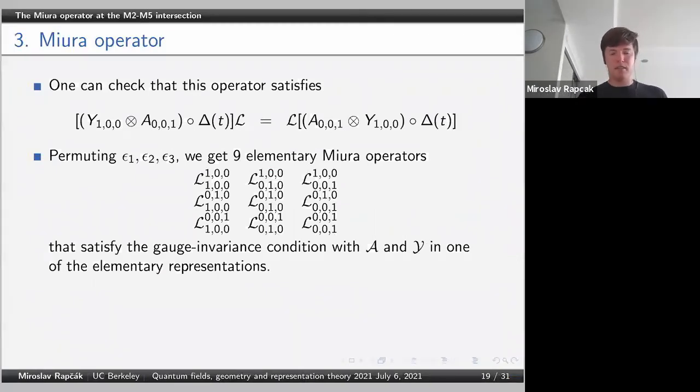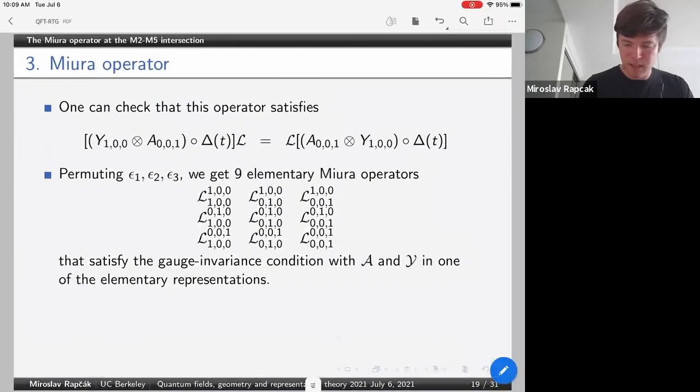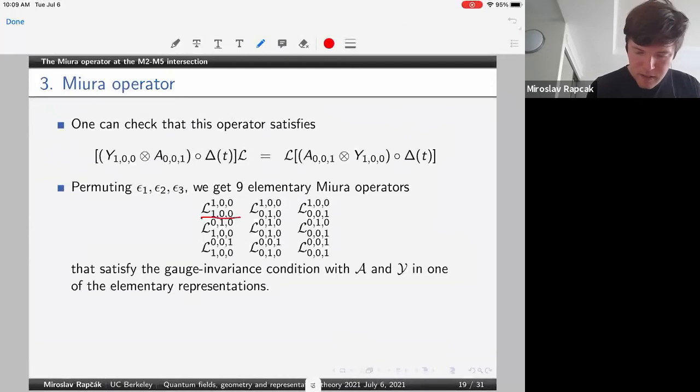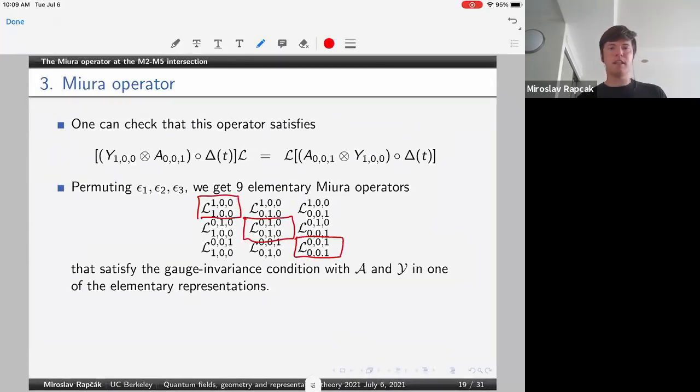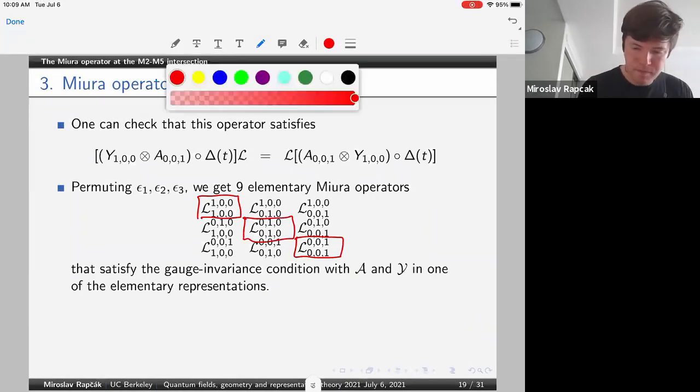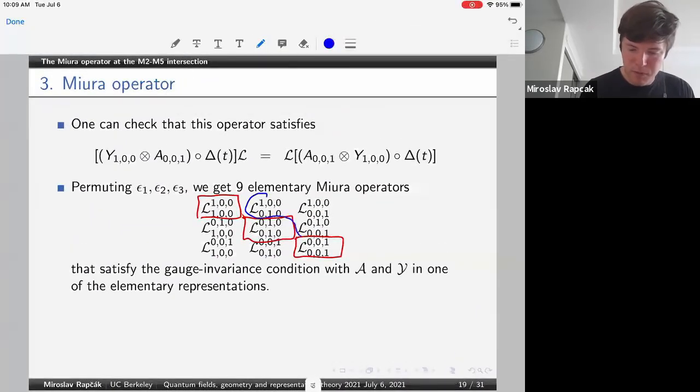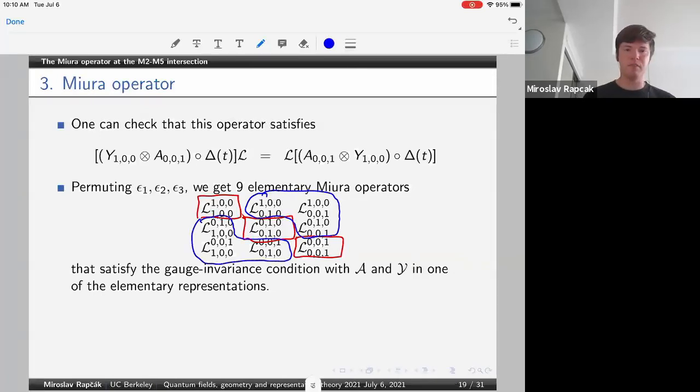So what we have done: I've just told you how to construct 9 different elementary Miura operators associated to the 9 different configurations of M2 and M5 branes. In particular, the diagonal ones here are just the Miura operators of the standard type, the old ones, just with the parameters epsilon permuted. Whereas the off-diagonal ones, again, can be obtained by simply permuting the parameters epsilon in the expression that I gave on the previous slide.